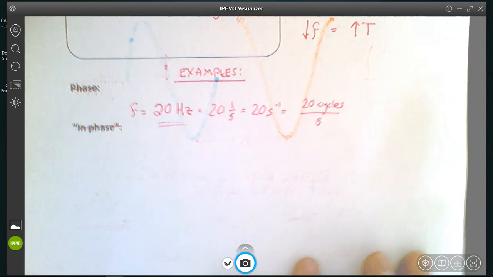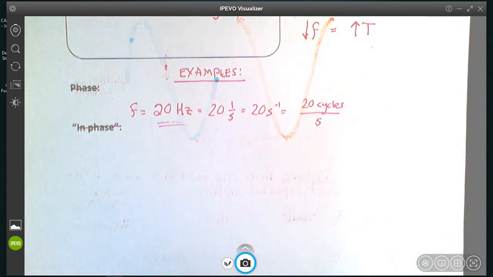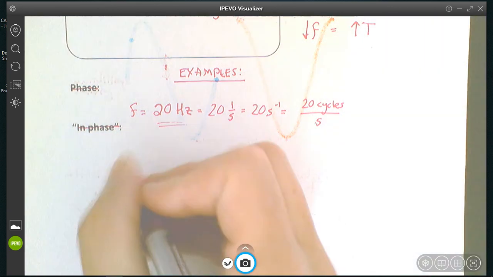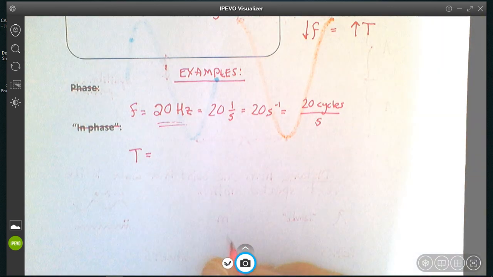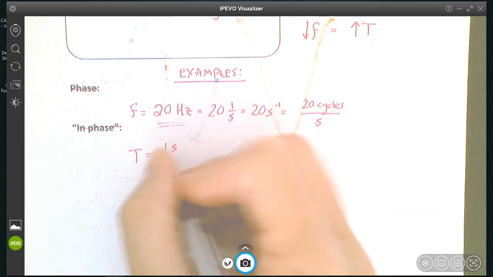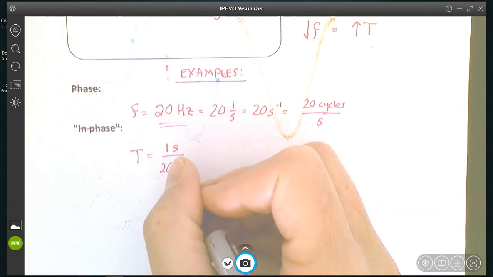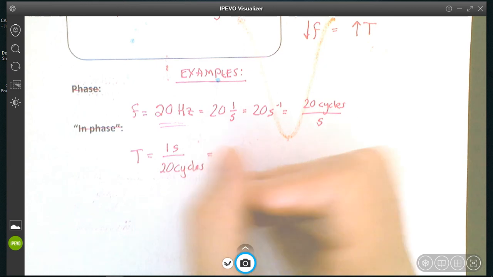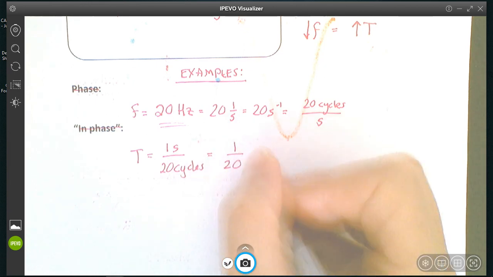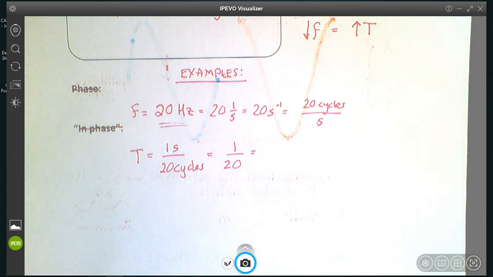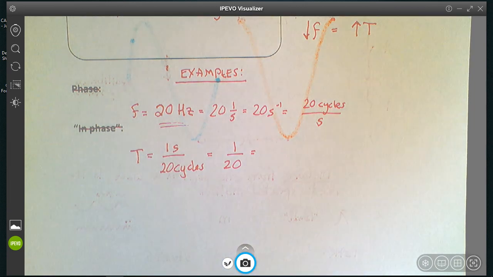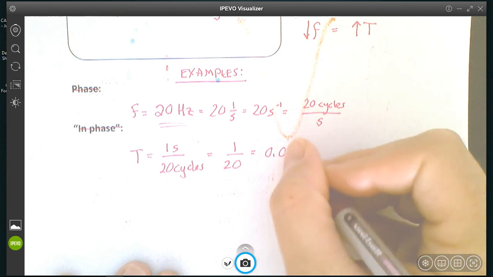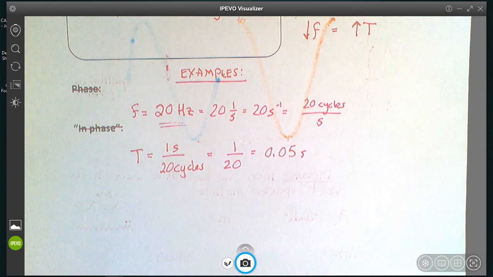Now, if I told you that something was vibrating at 20 cycles per second, and I said, what's the period? Well, the period is simply 1 second takes 20 cycles, or it's 1/20. If you look at it that way, you've got 1/20. That tells you the time period for it. Now, if you do 1 divided by 20, that's a period of 0.05 seconds. Pretty short period of time.